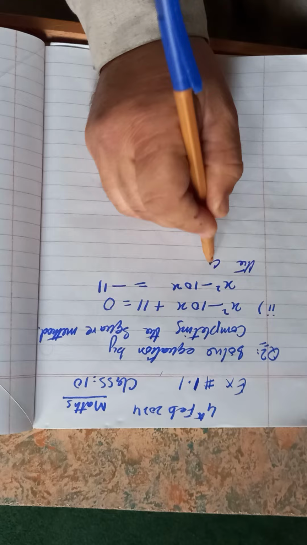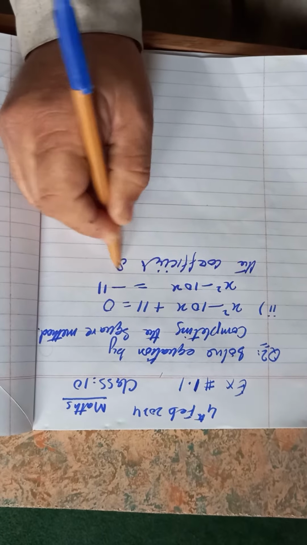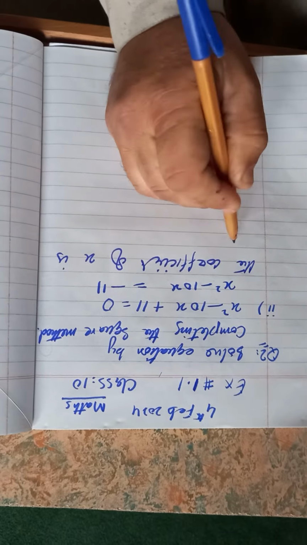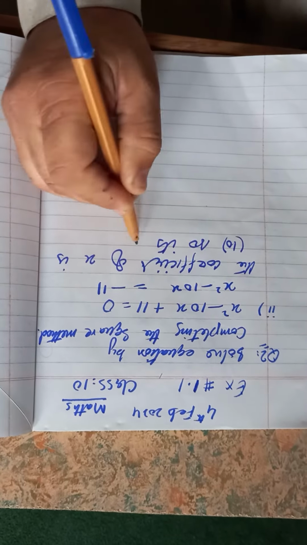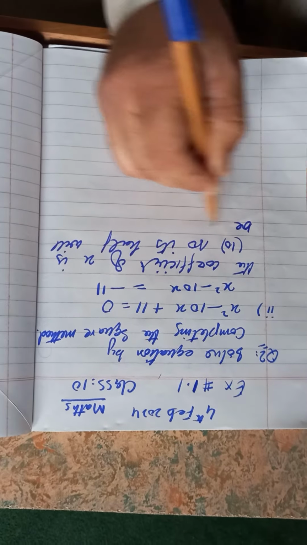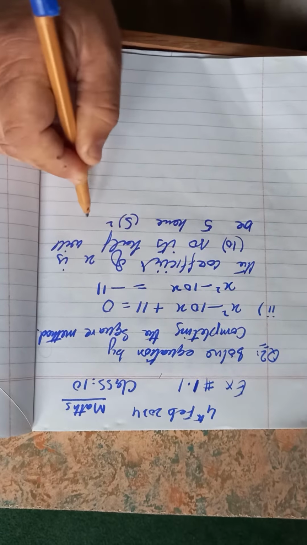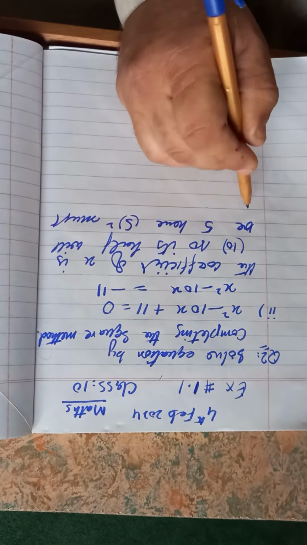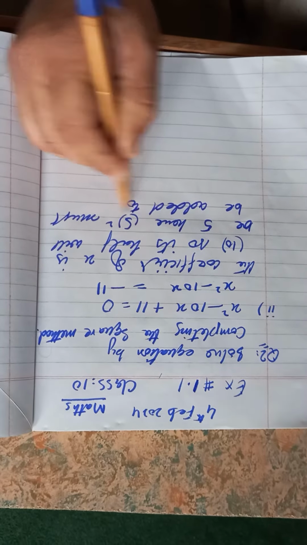The coefficient of x is 10, so its half will be 5. Hence 5 square must be added to both sides of the equation.